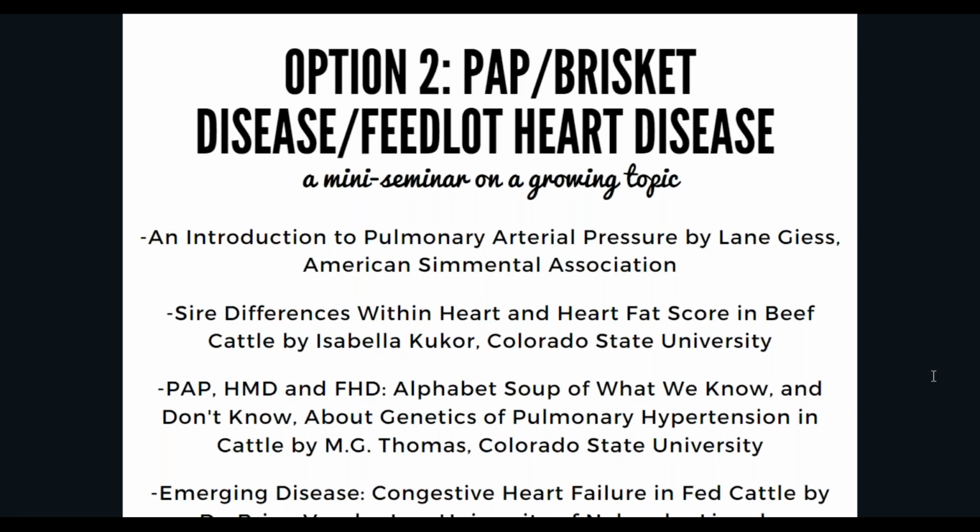But PAP is a really important measure because it's one that we use to look at how well those cattle are functioning internally and their survivability, basically.